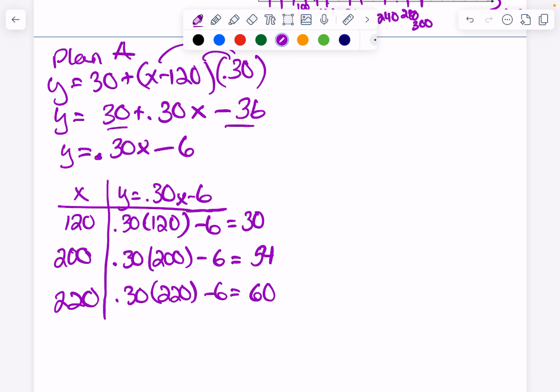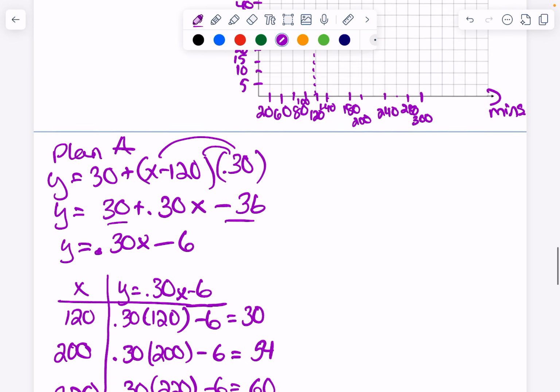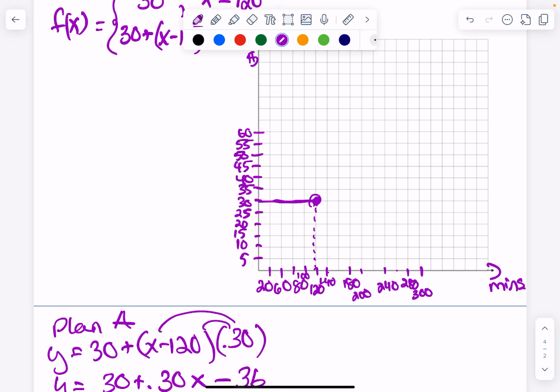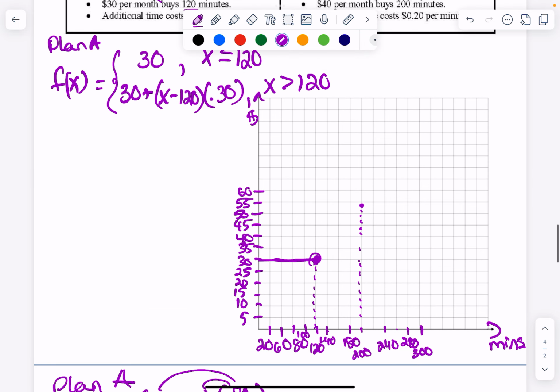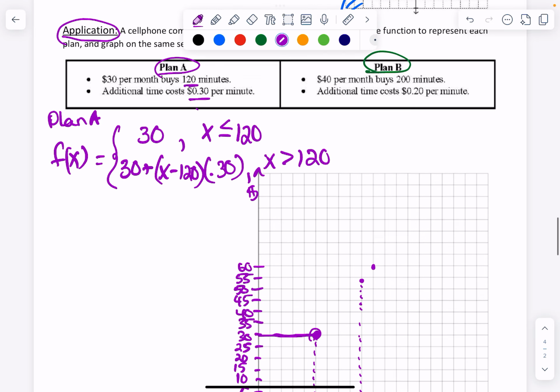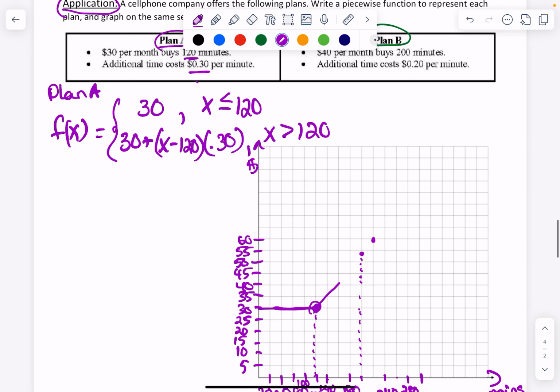Okay, we're going to plug in those points. 200 and 54. 200 is here, and 54 is going to be right underneath 55. So there's our first point, and then our next point was 220 and 60. So 220 and 60 is right here. A straight line all the way through here. There we go. So that is our plan A.